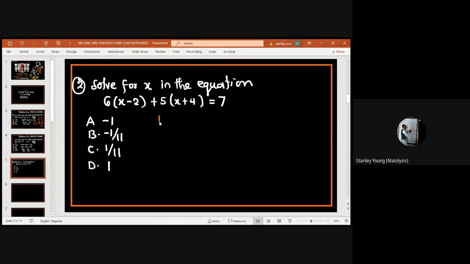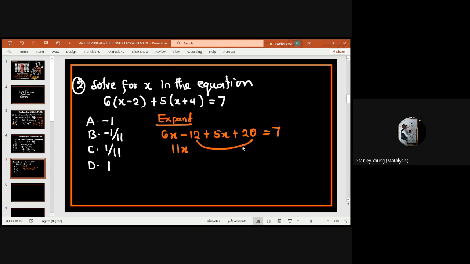The first thing you want to do here is expand. When you expand, you have 6x, 6 times -2 gives you -12, then plus 5x, and 5 times 4 gives you 20. Everything equals 7. Then you collect like terms. 6x plus 5x gives you 11x. -12 plus 20 gives you 8. Then this equals 7.